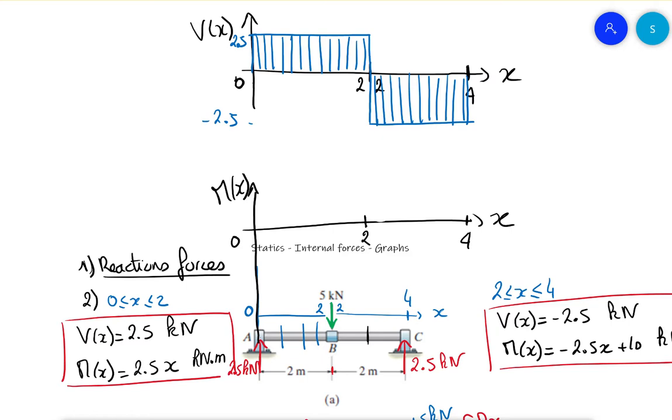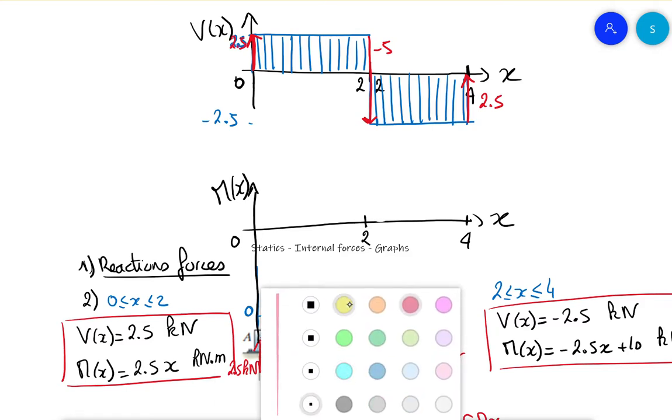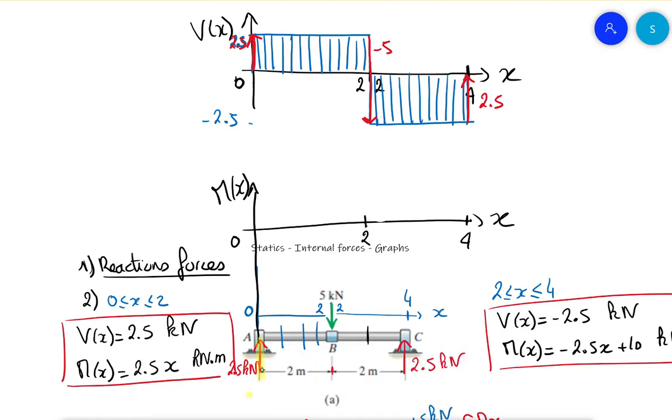Okay, what you see, this 2.5 going up, this -5 going down and this 2.5 going up. Okay, those are the three forces. Let me draw it with this one. That's this one, and this one. So everywhere there is an external load, external force, you must see a step in the shearing force. Okay, and in the same direction and with the same magnitude.